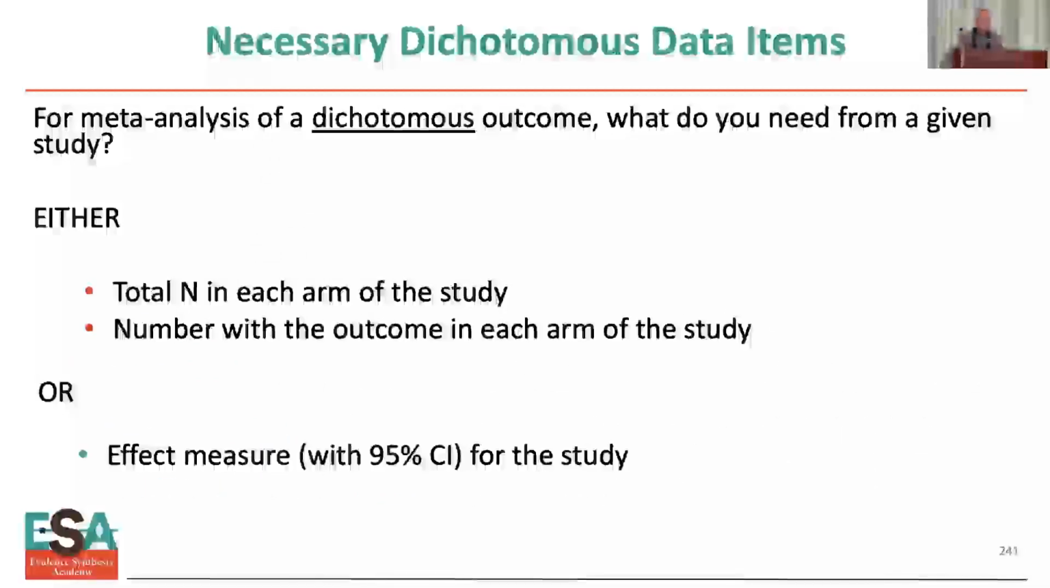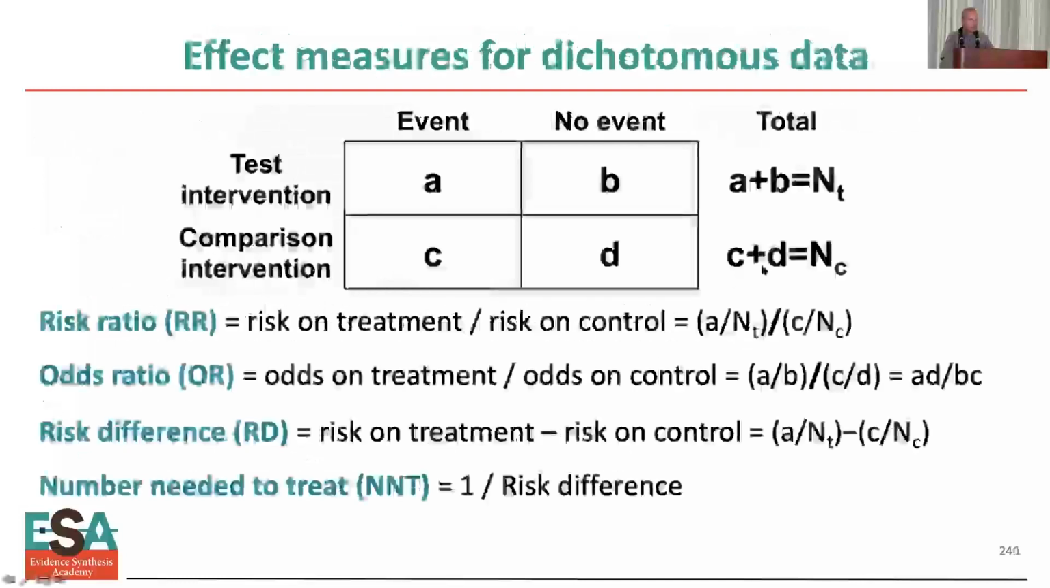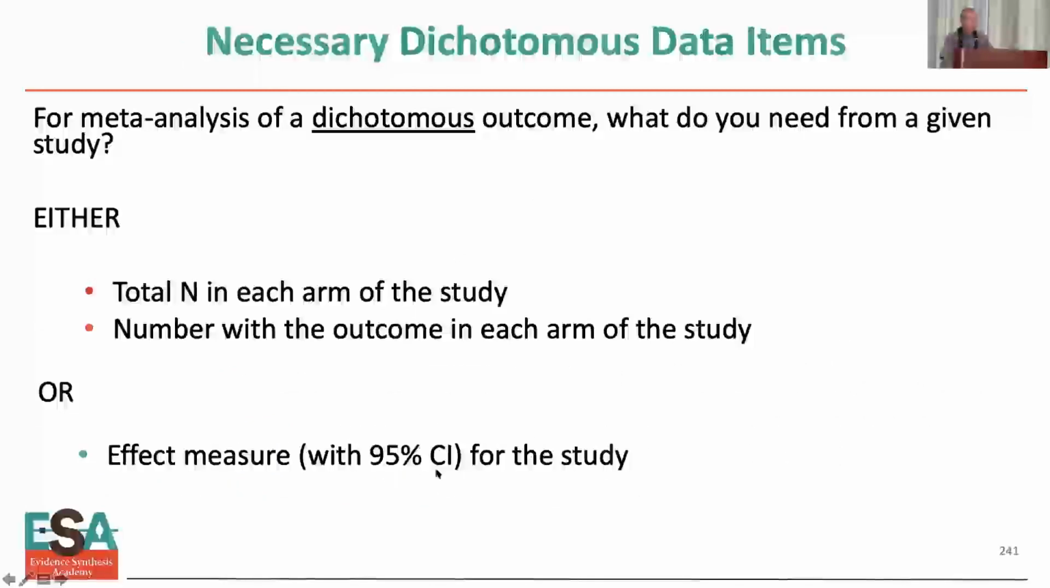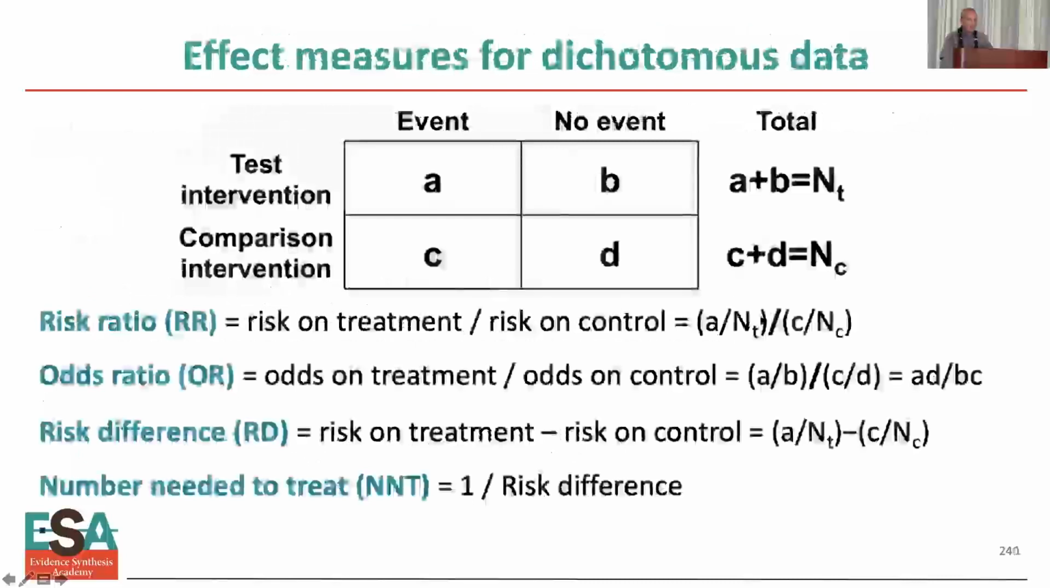Okay, so to do the meta-analysis, what are the data that you need? You either need the total numbers of people in each arm and the number with the outcome in each arm. In other words, I need either A and NT or C and NC, or conversely, I need the 4 numbers of this table. Or I need the effect measure with a confidence interval for the study. In other words, I need the odds ratio, the risk ratio, or the risk difference together with its confidence interval. If I have the 4 numbers, I can compute these things, and then I can do my analysis. If I'm just given one of these, then I can only do that particular analysis.